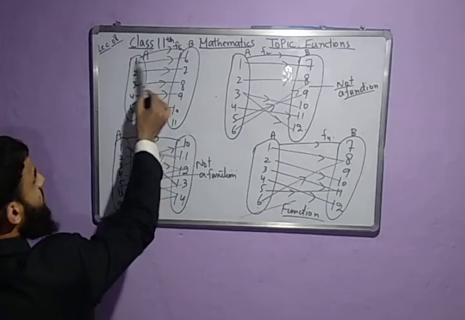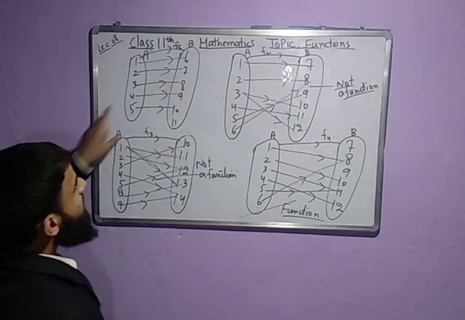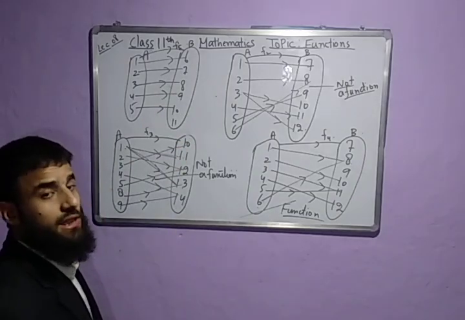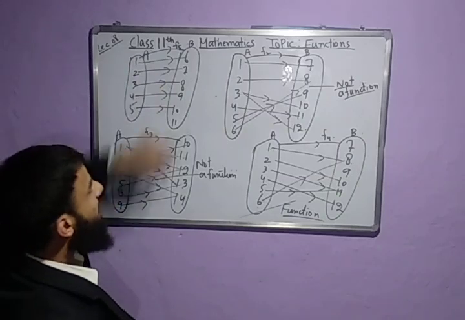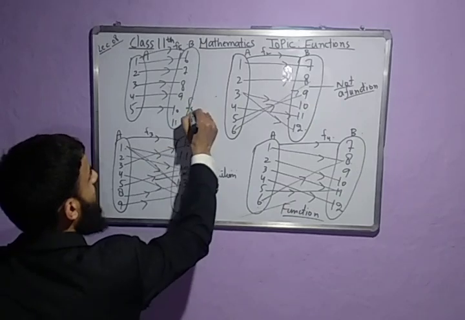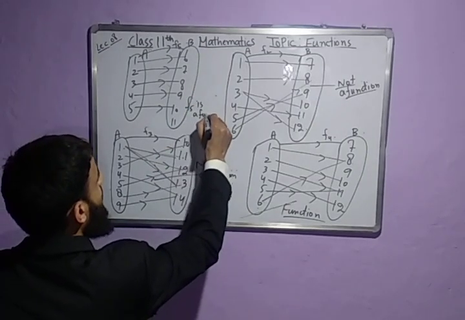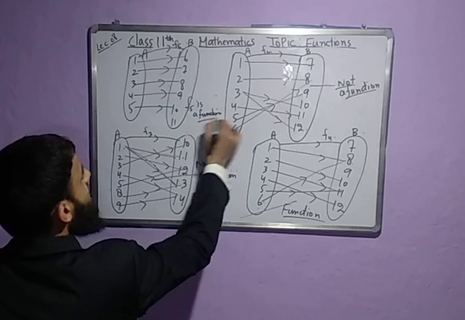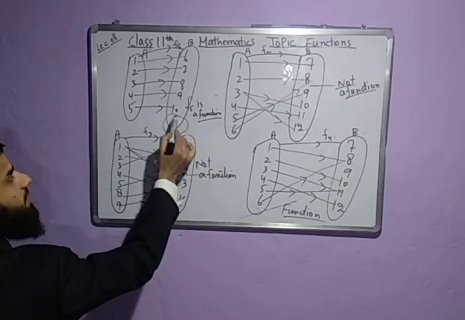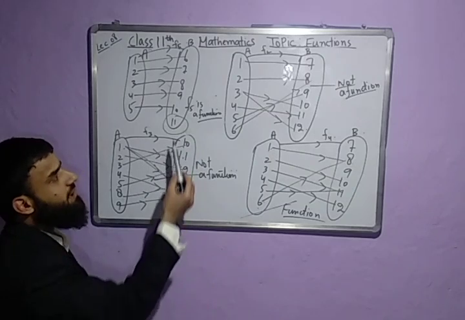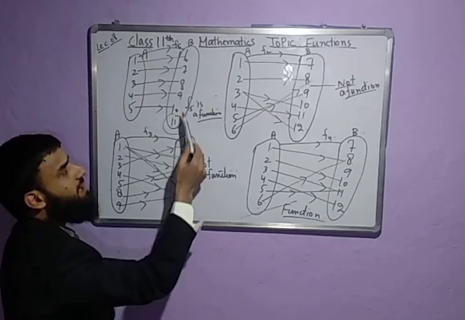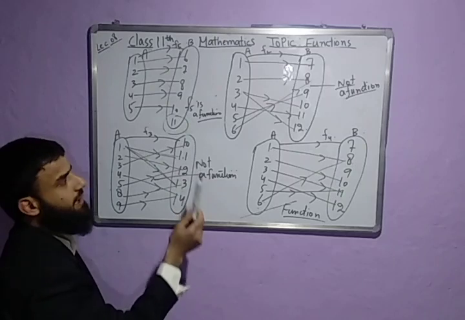Why? Because each and every element of A is related to set B uniquely. So there is a unique image of each and every element of A. So therefore, F5 is a function. You may ask one question, sir. There is some pattern which is missing in this F5. Which pattern? The last element of B is unrelated. It's not related to anything.